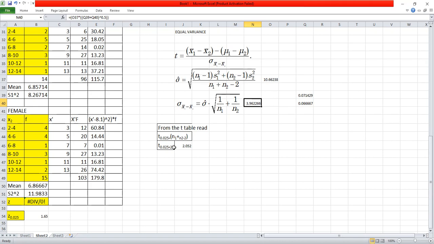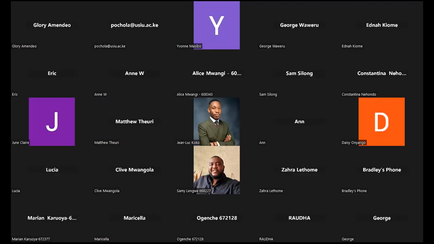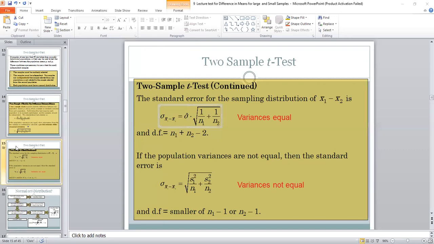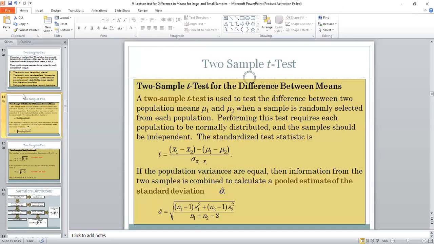Now that is the independent sample test. That's the independent sample test manually. We have done it manually, but we'll also show you how to do this in Excel, and next week in SPSS. So this is our independent sample test. Now let's see what we have.